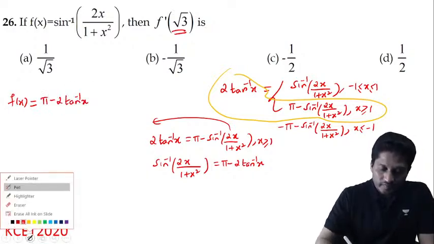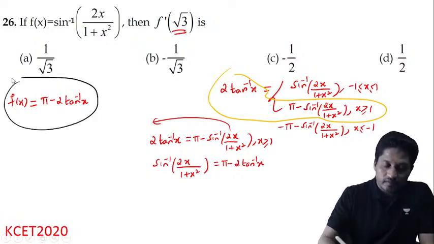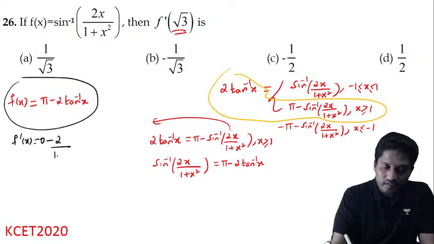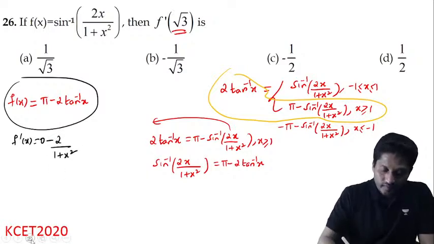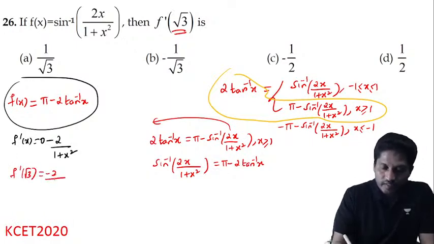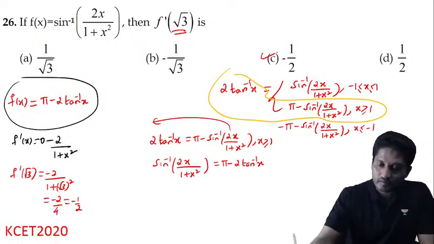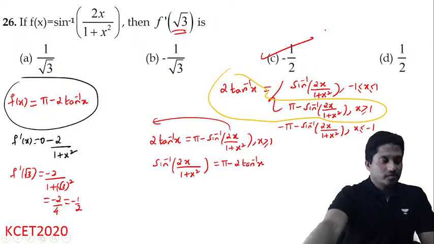Alright, I repeat, differentiation changes based on the domain. Now if I differentiate, f dash of x is equal to pi is a constant, 0, differentiation of tan inverse of x is 1 by 1 plus x square. Okay, now f dash of root 3 will be minus 2 divided by 1 plus root 3 the whole square, which is minus 2 by 4. Minus 2 by 4 is minus half. Answer is option C. Let's move to the next question.